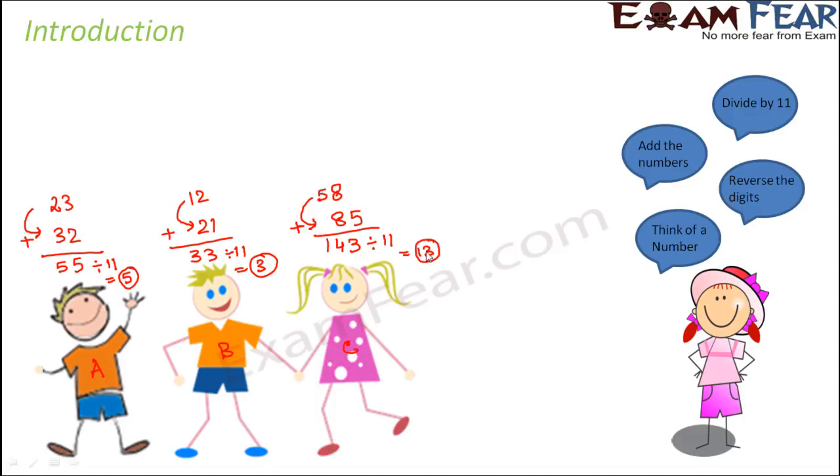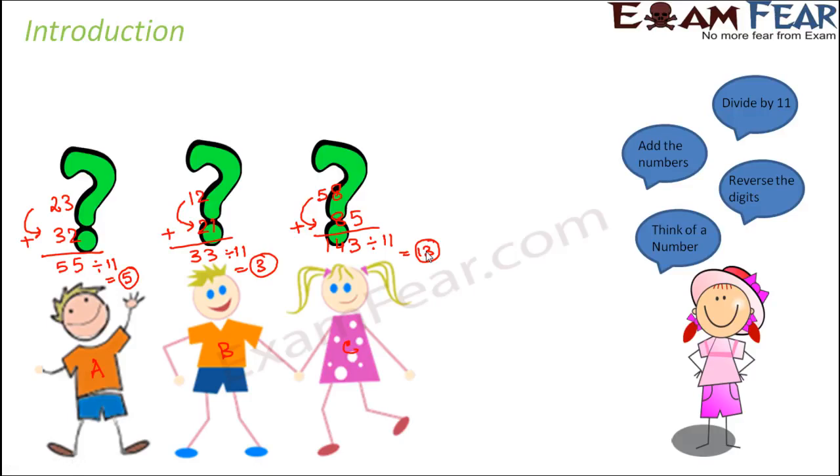Now, nothing of this is known to the teacher, right? Because they are doing it on their own, secretly. So the teacher doesn't know which number A, B or C thought of. But surprisingly, even though the teacher doesn't know what's going on in their minds, the teacher could tell that the remainder for all of them would be 0. And that is exactly the case.